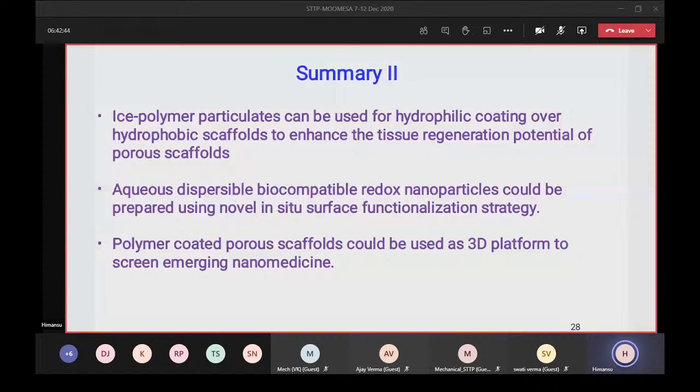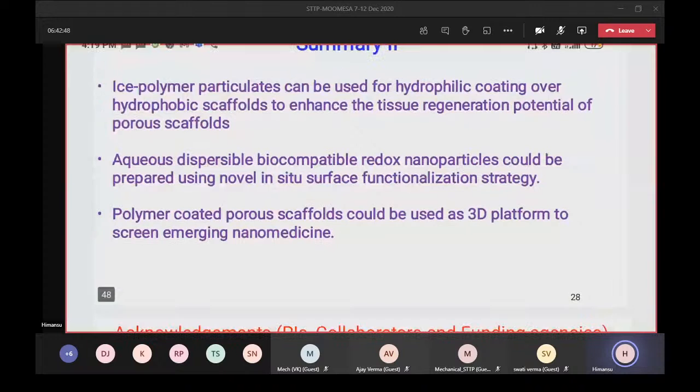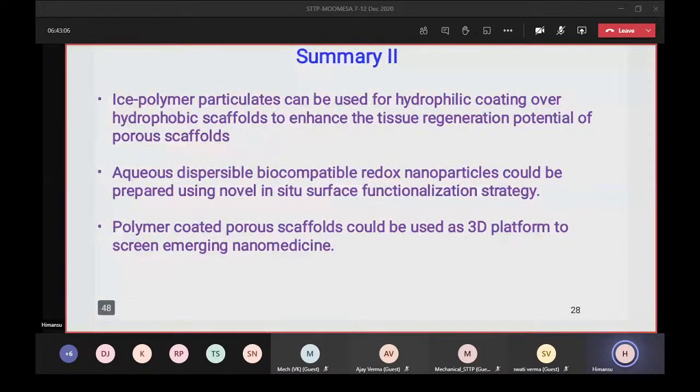The second conclusion is that aqueous dispersible biocompatible redox particles could be prepared by a novel in situ functionalization strategy. Why? Because this is a functionalization platform that could be in situ, meaning in the same synthetic procedure. And the third is that polymer coated porous scaffold could be used as a 3D platform to screen the emerging nanomedicine.